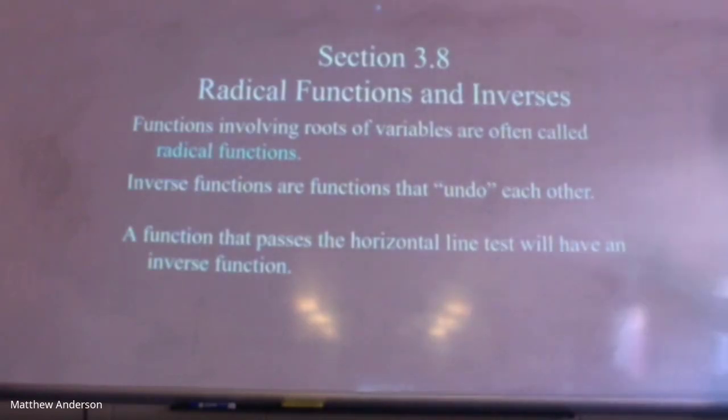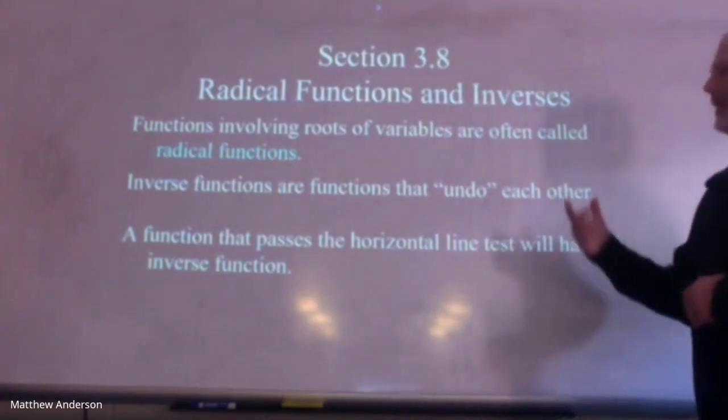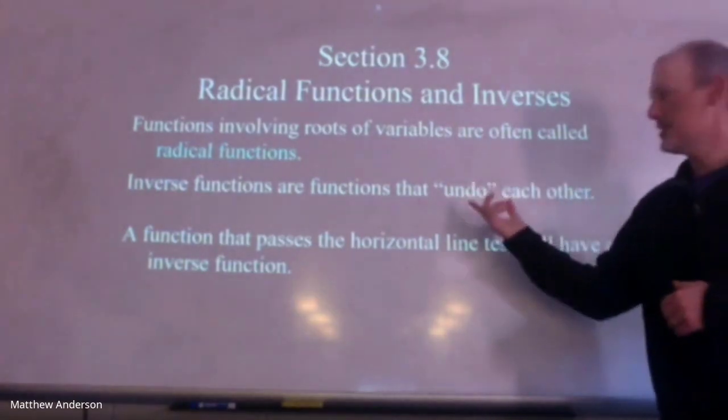So section 3.8 is talking about radical functions and inverses. And I think we talked a little bit about inverses earlier in the semester, but we're going to talk about them again right here with the addition of radical functions. Functions involving roots of variables are often called radical functions. And we want to remember that inverse functions are functions that undo each other.